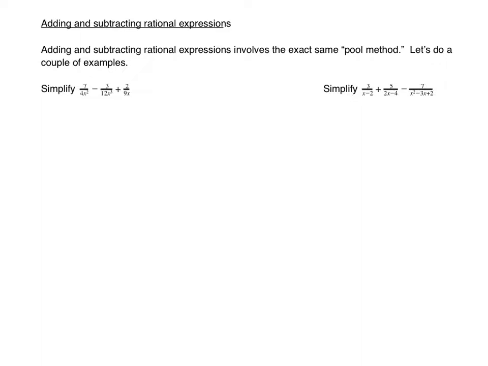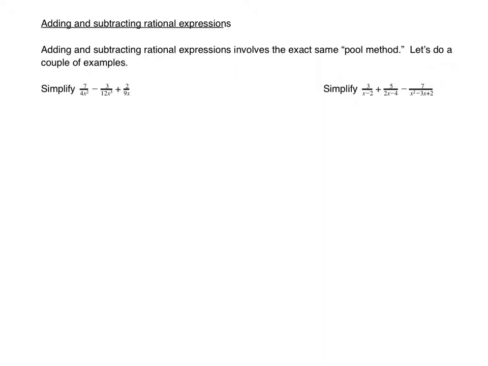Okay, so let's put the pool method into action with some rational expressions. So I have two examples here in the guided notes, one in which the denominators are all monomials, one in which the denominators are polynomials, and we're going to do both of those right now. So remember the pool method, you start by factoring all the denominators fully.